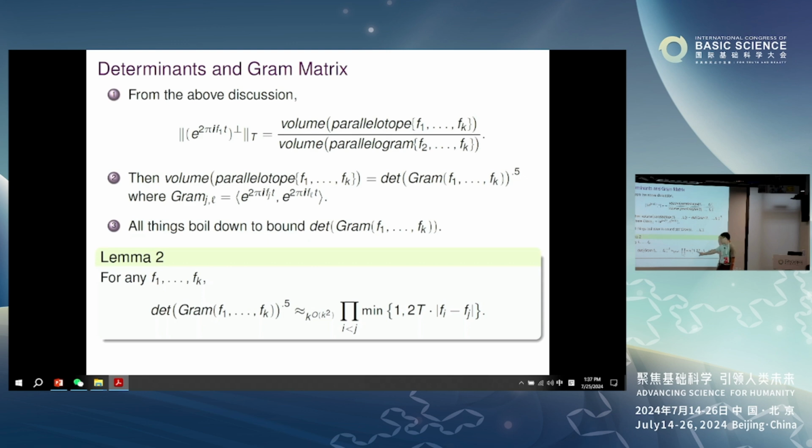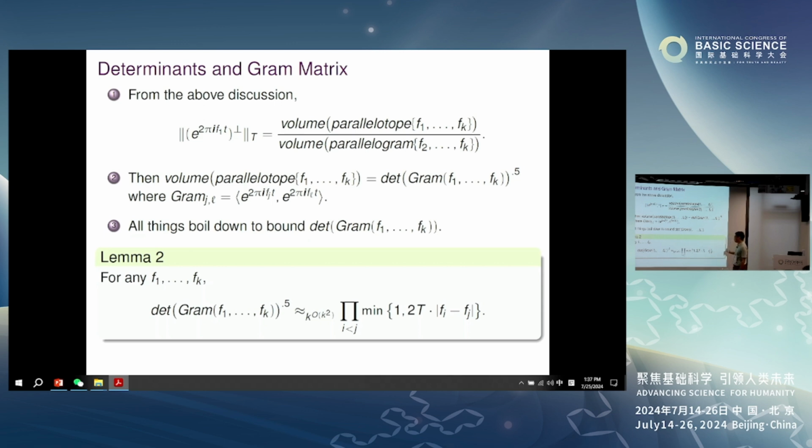It's essentially like the time window 2t times fi minus fj, but I will compare it with 1. And then there is a distortion, k to the big O of k square. Okay, so let me explain a little bit more why. What's the relation between this and Hilbert's inequality?